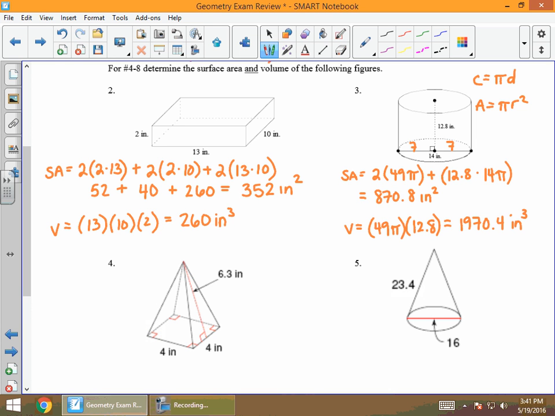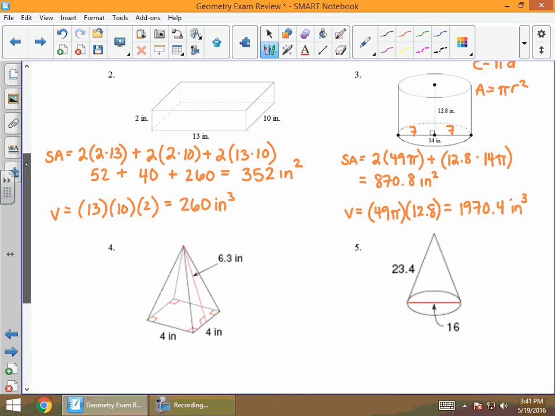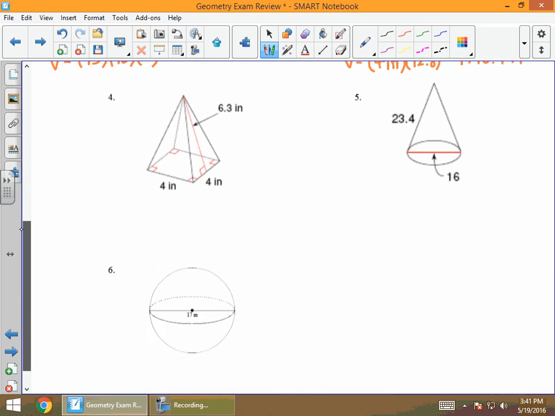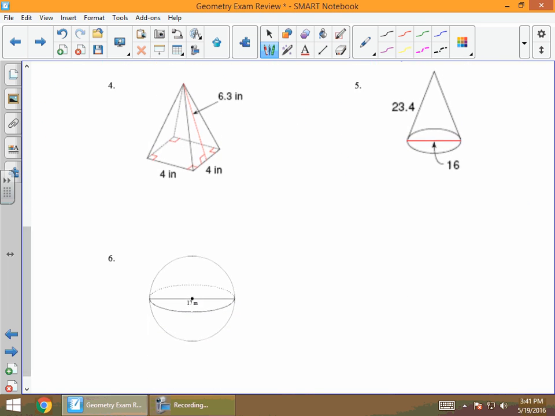You're going to notice that area of the base times the height kind of thing shows up a lot with prisms and cylinders and things like that. All right, number 4, if I want to find the surface area. So the surface area here is going to be the area of the base plus 4 triangles, right? It's a pyramid, so I need 4 triangles.